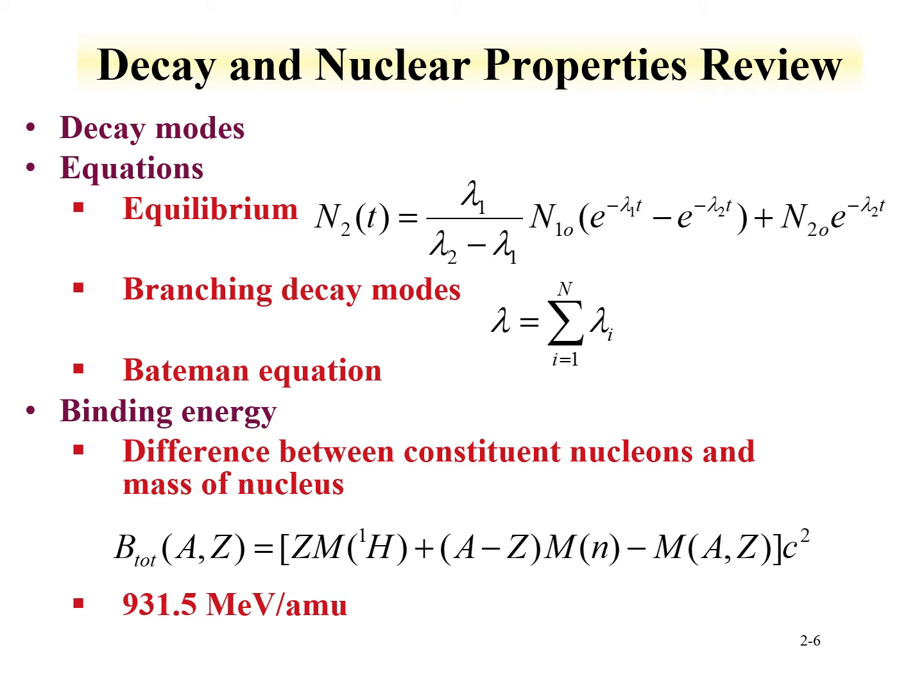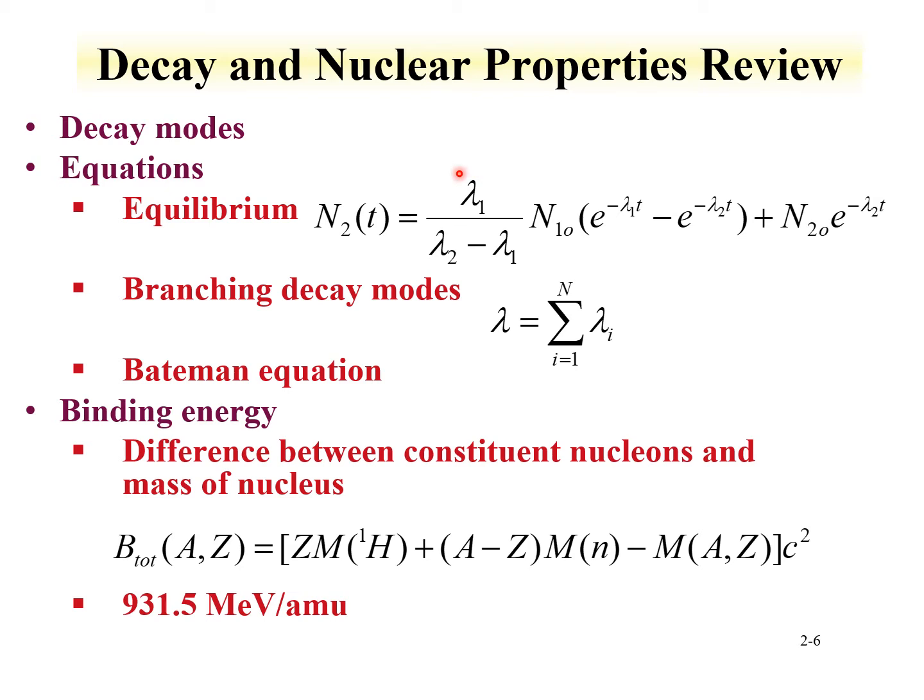As part of this review, the decay modes and nuclear properties should be discussed. Obviously the decay modes: alpha, beta, gamma, fission decays, spontaneous fission, and neutron-induced. Equations that are used for determining reactions, decay reactions. So one can use a standard equilibrium reaction. This is one drawn out in its entirety, where the number of the daughter atoms, everything for the daughter is represented by 2, is a function of the number of parent atoms, which are designated as 1.